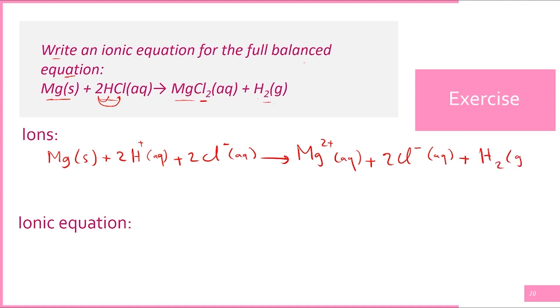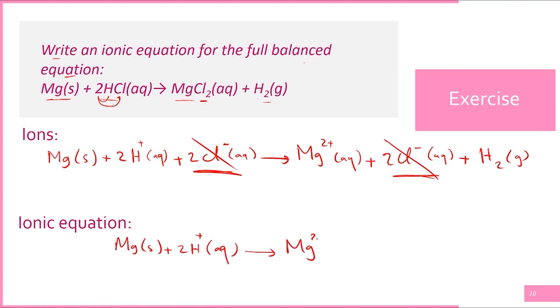to give 1 magnesium ion, 2 chloride ions, and hydrogen gas. You can see the 2 chloride ions appeared on both sides and didn't change. So we cancel the chloride ions from both sides. Finally, we write the ionic equation. Magnesium solid plus hydrogen ions to give magnesium ion plus hydrogen gas.